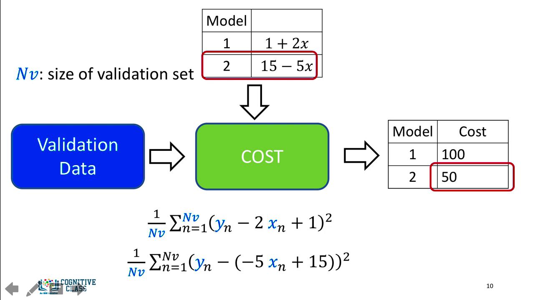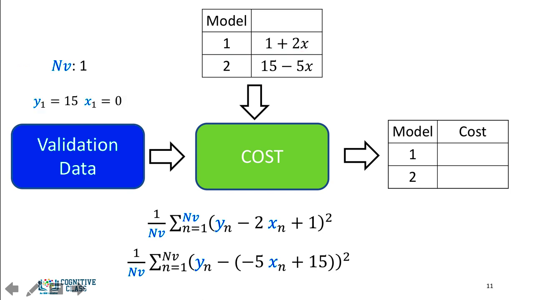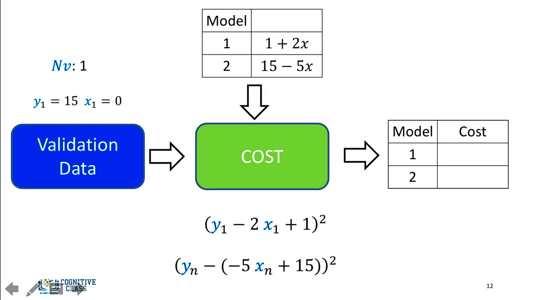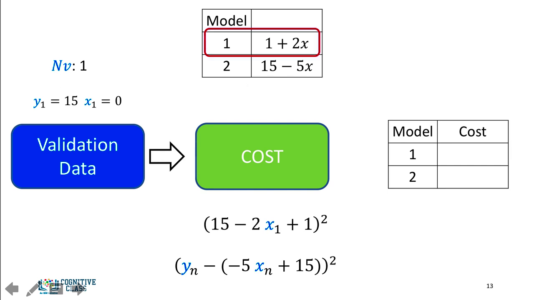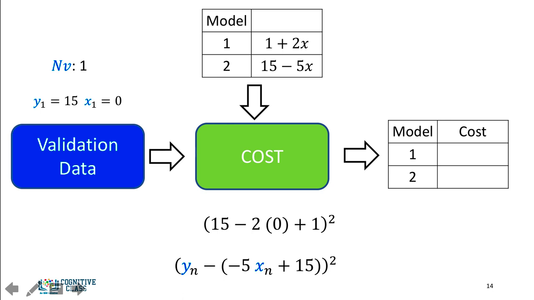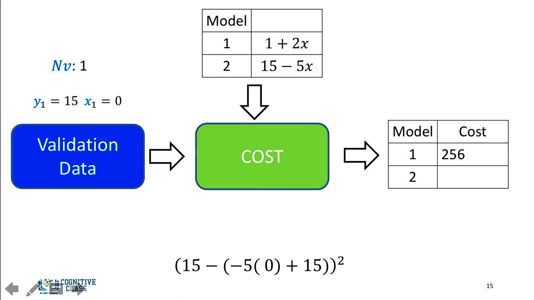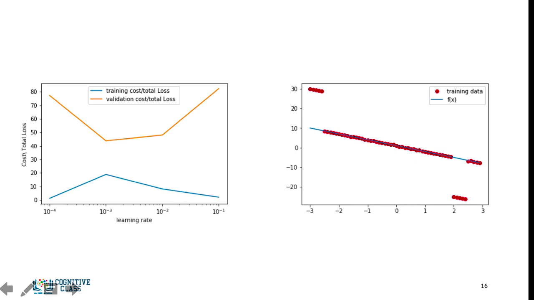This contradicts the results we got in our test data where model 1 performed better. This can be a sign of overfitting. Let's do an actual example. We have one sample, and NV equals 1. Calculate the cost for the first model, and the result is 256. And we do the same for the second model, and the result equals 0. And we pick our second model.